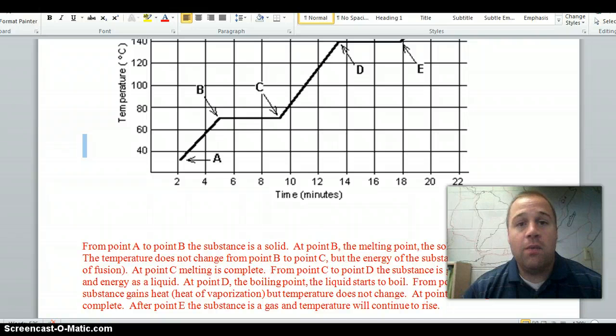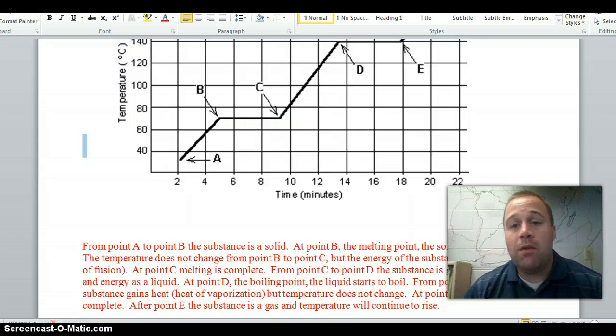And from point B to C, we have what's called the heat of fusion, or the energy needed to go from a solid to a liquid. Temperature does not change, but there you are adding heat. Once you get to point C, everything is a liquid now, and from point C to D, we are liquid that's gaining energy and gaining temperature. Once we get to point D, which is a boiling point, we are going to start to gain energy again without a temperature change. This is called the heat of vaporization.